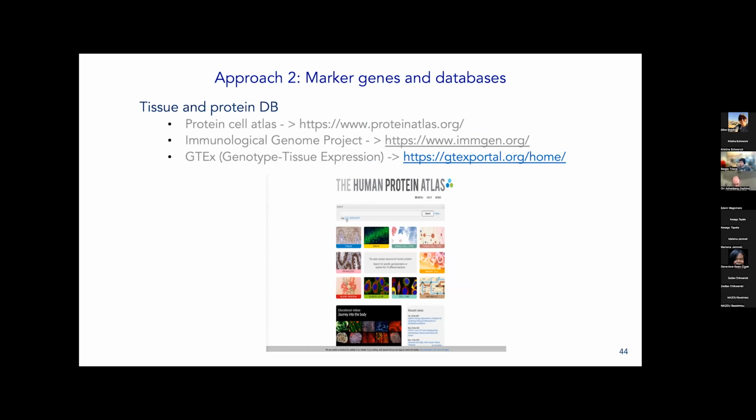All of these databases have bulk level and tissue level information, which will allow you to narrow your search for biological information. I think I have a video. Is this a video? Yes.